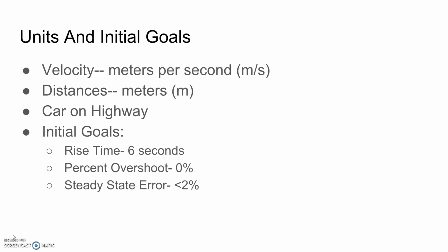As a preliminary estimation, based on the predictions and behaviors of the car, our goals are 6 seconds rise time, 0% overshoot, and a steady state error of less than 2%.